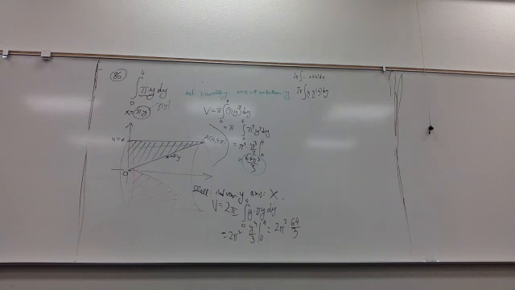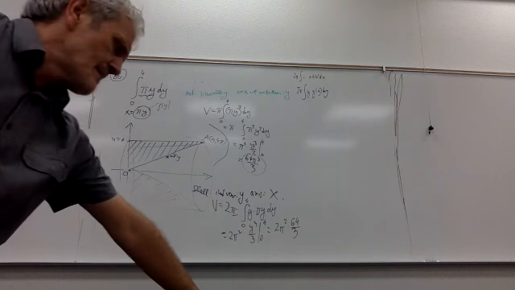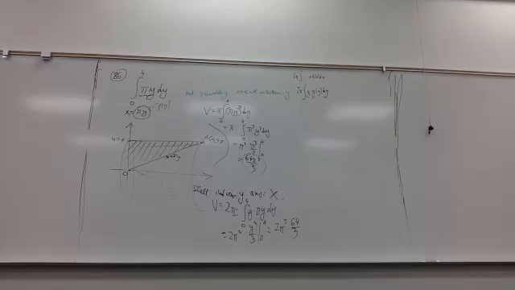So 88, let's see. Let's say 88. Consider the region bounded by the graphs of y plus cosine x squared, sine x squared. Find the volume of the region about the y-axis. Okay.